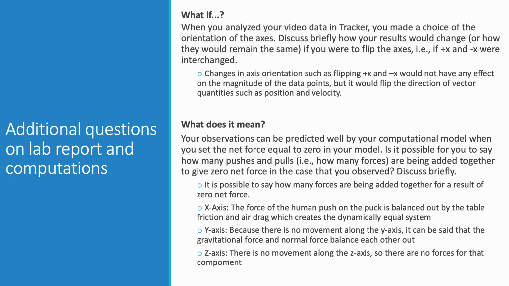And the second one was what does it mean? And it asked if it was possible to say how many forces were being added together to give the overall zero net force. And I said that it was possible, and I broke it down into different axes. So for the x-axis, I said that the force of my human push on the puck was balanced out by the table friction and air drag, which created the dynamically equal system. For the y-axis, I said there was no movement along it because the gravitational force and the normal force were balancing each other out. And then for the z-axis, there is no movement along it, so there are no forces in that component.